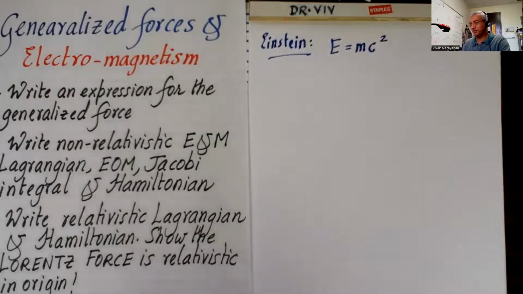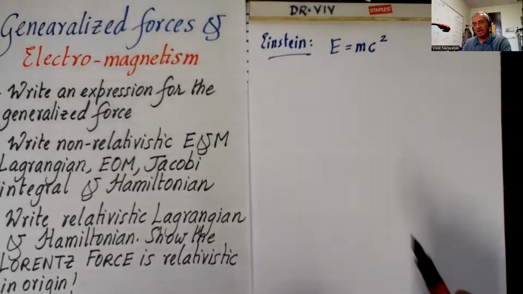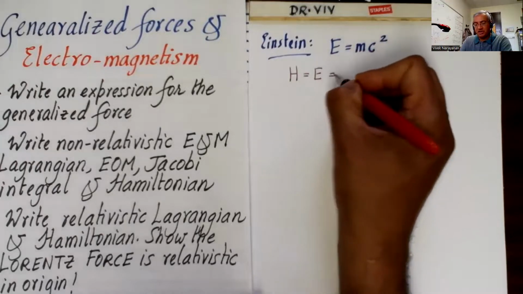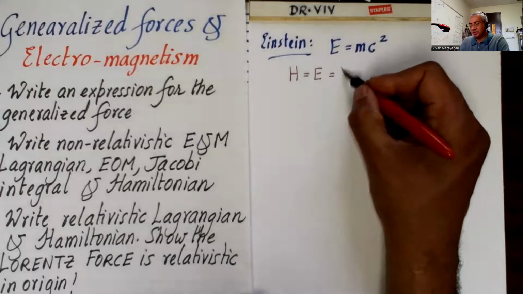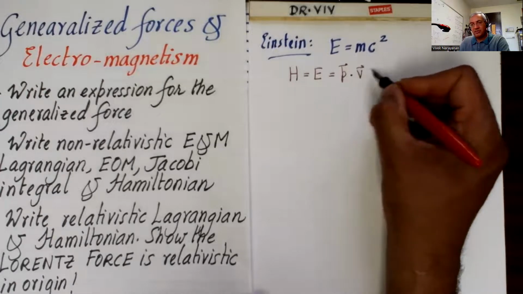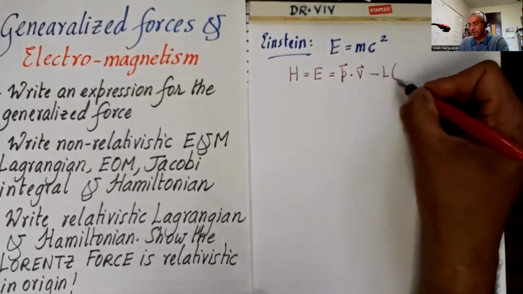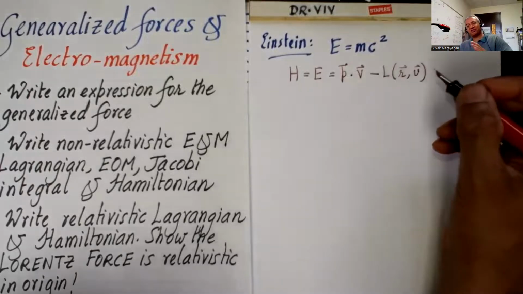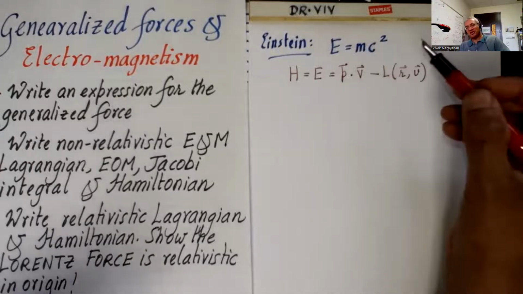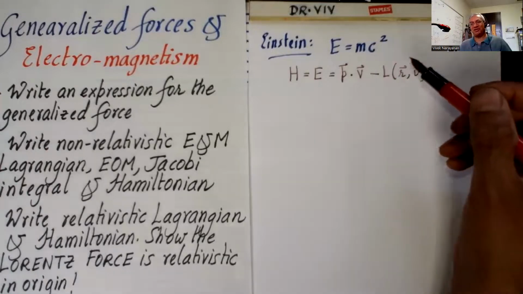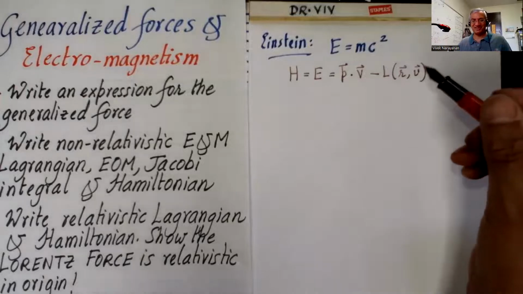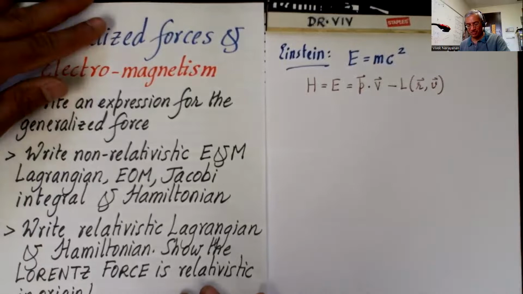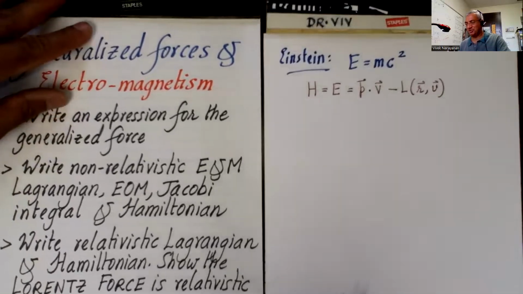What we can do is write the Hamiltonian first, because the Hamiltonian will just be the total energy, and it's going to be p dot v minus the Lagrangian. So this is one way of finding the Lagrangian, is to find the Hamiltonian first. Because Einstein said E equals mc squared, in a sense, we know the Hamiltonian before we know the Lagrangian. So this is a very interesting situation where the Lagrangian is the more mysterious object than the Hamiltonian.